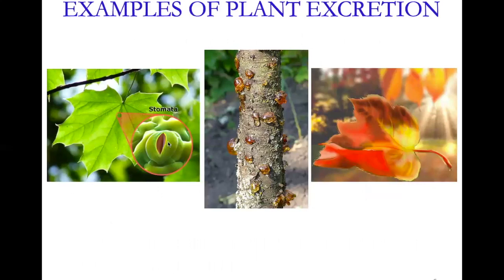This is a stomata. From here, excretion of wastes such as carbon dioxide, oxygen, and water in the form of water vapor takes place. This is gum that has been excreted out from the older xylem. And this is a leaf which has turned yellow and is removed by the plant.